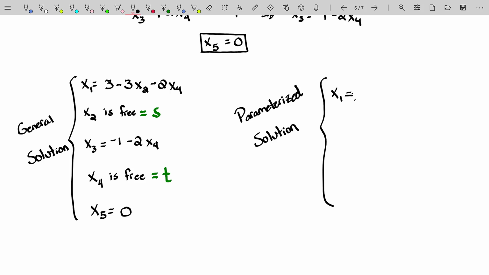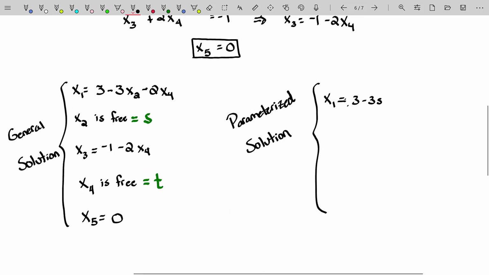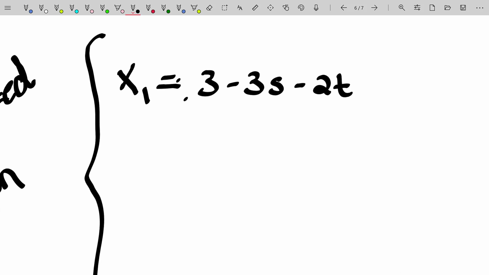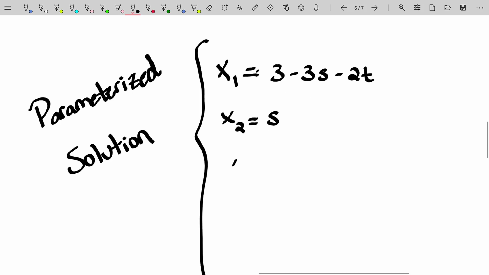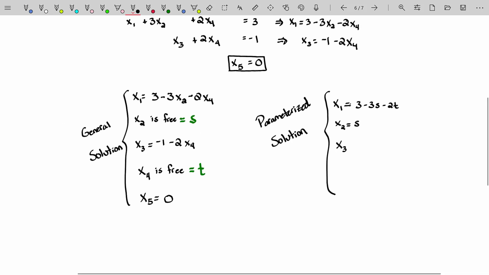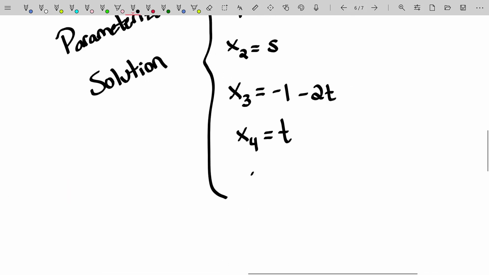X sub 1 is therefore equal to, well, we had 3 minus 3x sub 2, that's 3 minus 3s. And we had minus 2x sub 4, which is minus 2t in our case. It actually looks nicer with parameters anyway. X sub 2, like I said, is s. X sub 3 is -1 minus 2 x sub 4, that is -1 minus 2t. X sub 4 is t, and x sub 5 is, again, just 0.